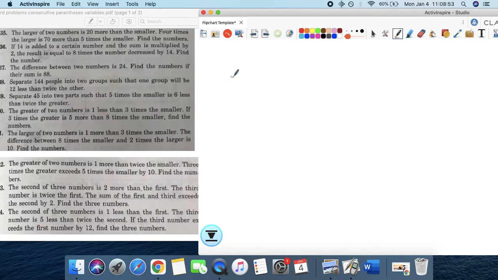The second of 3 numbers. So there's this first number, second, and third number. The second of 3 numbers is 2 more than the first. The third number is twice the first. So everybody's talking in terms of the first. So the first one is x. The second of 3 numbers is 2 more than the first. So whatever the first one, 2 more. The third number is twice the first.